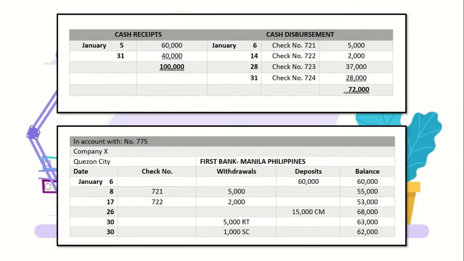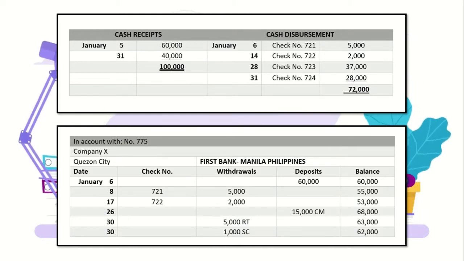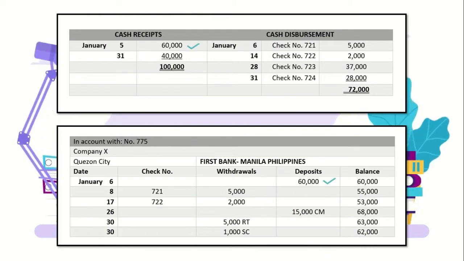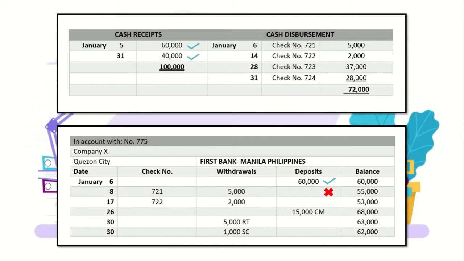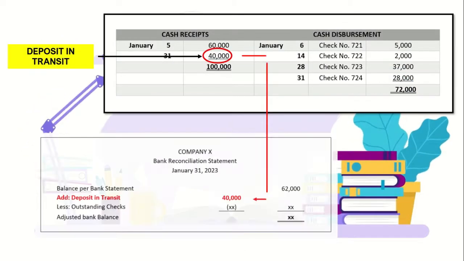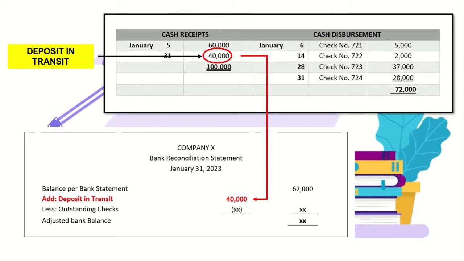In the illustrative problem, as we compare the bank statement records of deposits and the cash receipts of Company X, we can see that the cash receipts of 60,000 pesos is reflected on the bank statement. But the cash receipts of 40,000 pesos on January 31st does not appear on the bank statement. Thus, this is a deposit in transit. And we will plot this under the bank reconciling items. Since the bank balance is understated, it is added to the bank balance.